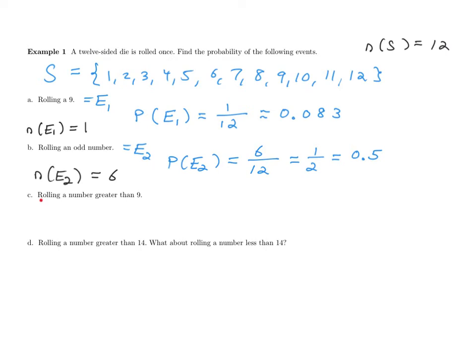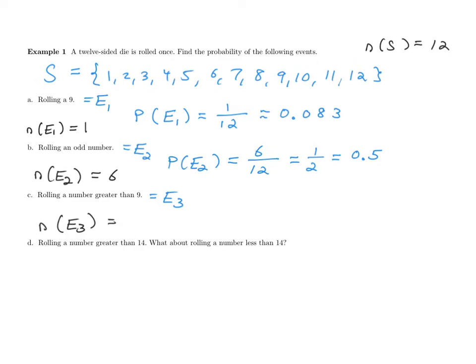C says rolling a number greater than 9. So I'll call this event E sub 3. And again, the real trick for this problem is, well, how many items are in this set? Okay, numbers greater than 9. So you can't include 9 if you're greater than it. So we're talking about 10, 11, and 12.